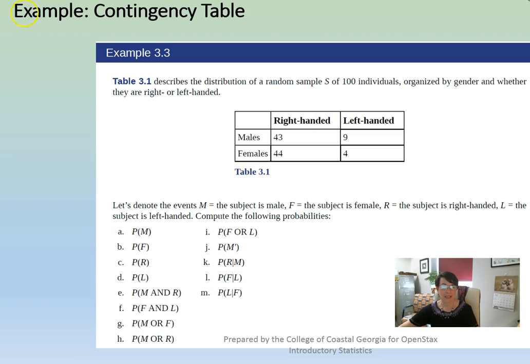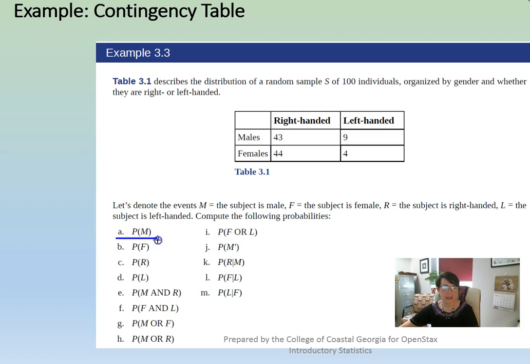And M, event, is that the subject is male. F is the subject is female. R is right-handed, and L is left-handed. So we're going to have these different probabilities to compute. On the next click, I actually have many of them solved, but I want to talk about it before we show the answers. So let me get a pen here to keep track of where we are.